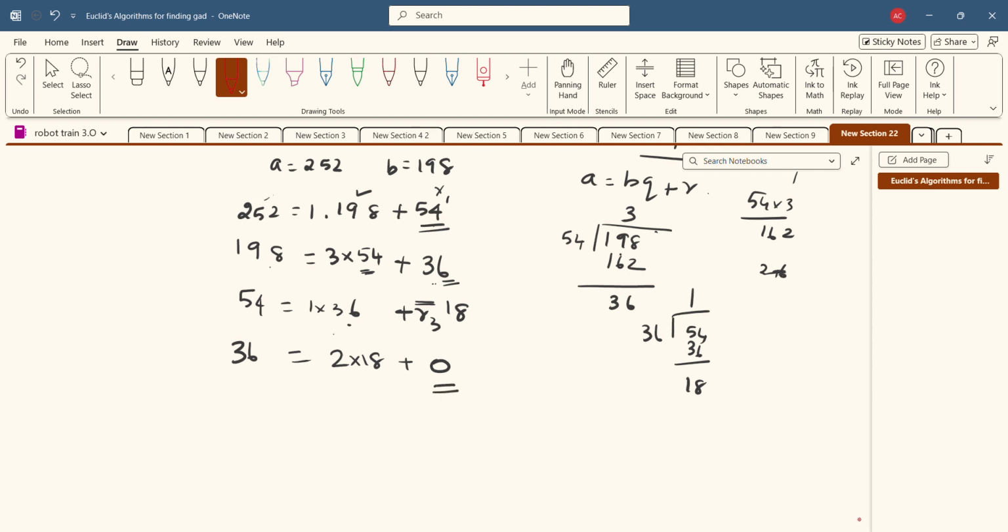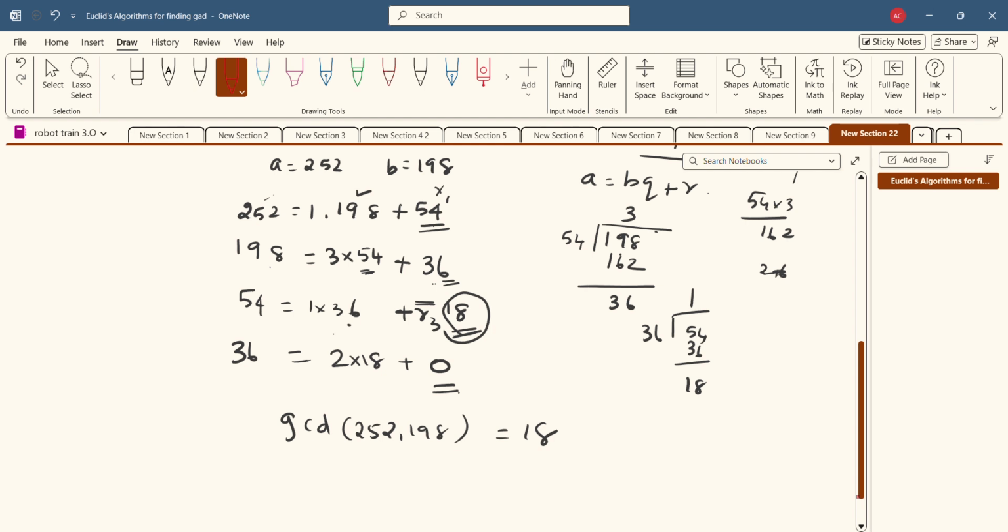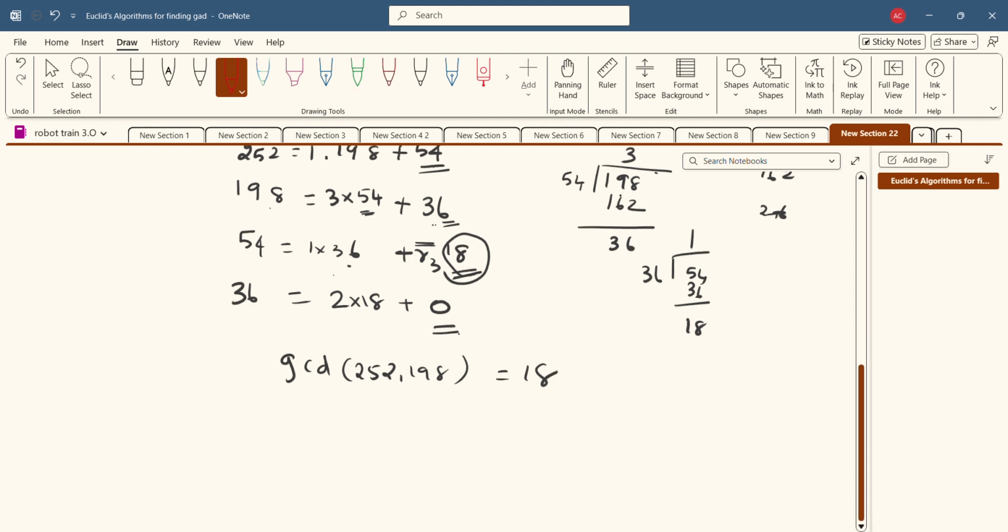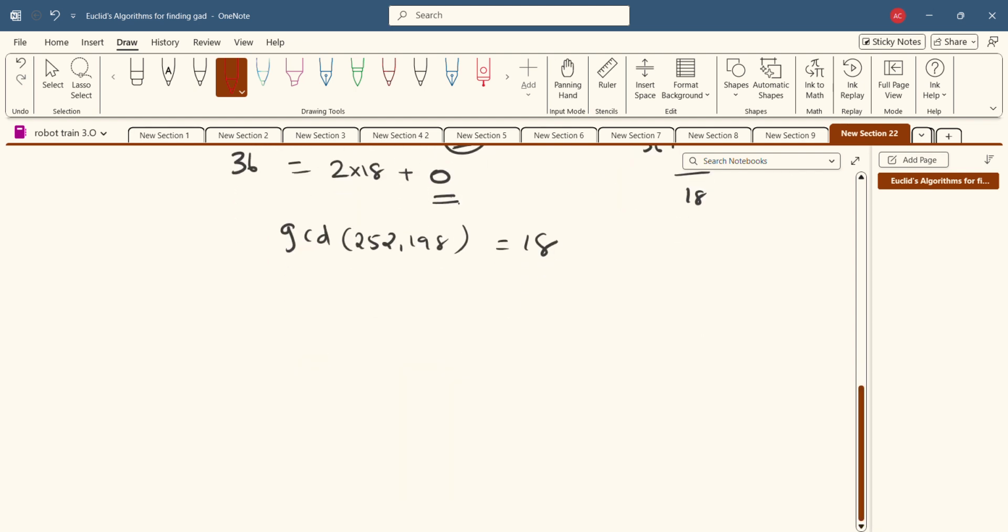So what is the greatest common divisor? If r(k+1) is equal to 0, then the last non-zero remainder is the greatest common divisor. This is the last non-zero remainder, so 18 is the greatest common divisor of 252 and 198. This way you can compute the greatest common divisor of two positive integers by using Euclid's algorithm. Any doubt in this? Okay. Now we move on to another problem.